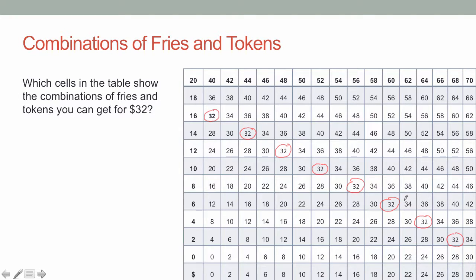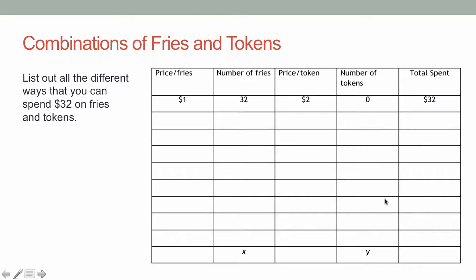And he can now think about, well, how do I want to spend my $32? How much of each do I want to get? Do I want more bus tokens and less fries, or do I want more fries and less bus tokens? All right, so let's list out, again, we have the chart, but what are all the different ways we can spend $32 then on fries and tokens?